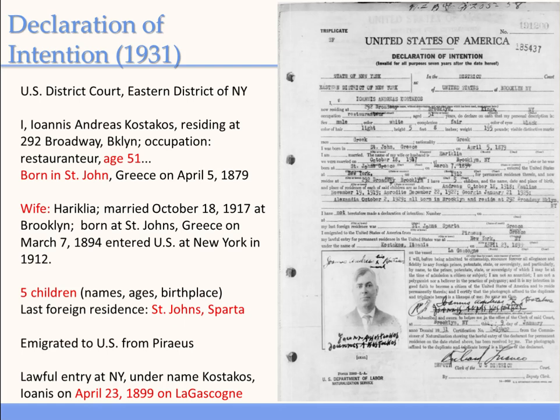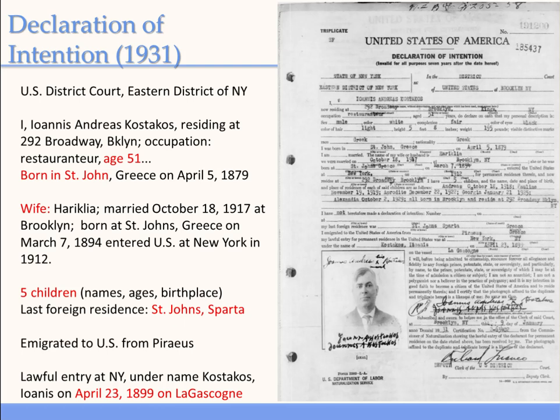It tells me that my ancestor declared he was age 51, born in St. John's, Greece, and he gives a birth date of April 5th, 1879. But there's more information than just about him. It gives us his wife's information, when they were married, when she was born and where, when she entered the U.S., the names of their children, and my grandfather's last foreign residence, which here he identifies the village more precisely to be St. John's, Sparta, not just St.